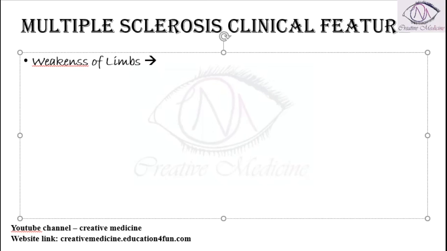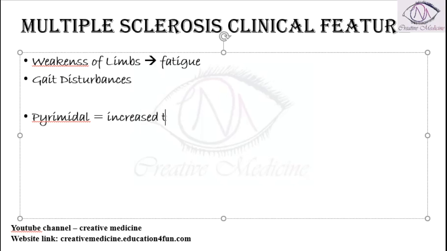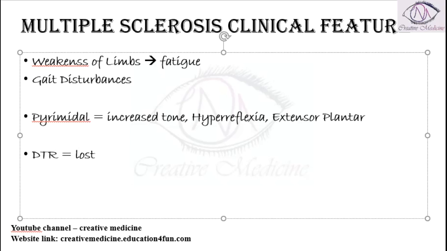Because of the weakness in the limbs, the patient will have fatigue, and gait disturbances are also common in multiple sclerosis. Many pyramidal signs are seen in multiple sclerosis, like increased tone and hyperreflexia. All the reflexes were found to be exaggerated, with extensor plantar reflex or Babinski reflex being positive. Deep tendon reflexes may be lost also.